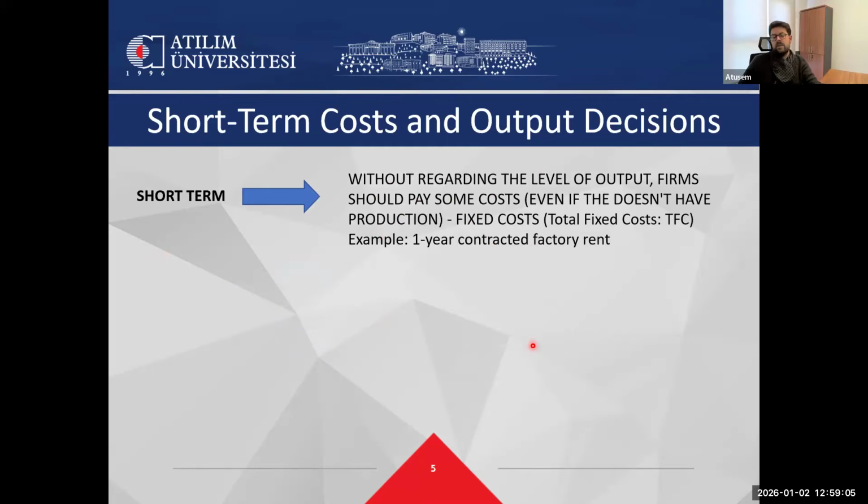In the short run, we face some costs. Some of them are related with economic activity. Some of them are not. If these costs cannot be related with economic activity, this is called fixed costs or total fixed costs. That is without regarding the level of output. So it cannot depend on the production level.